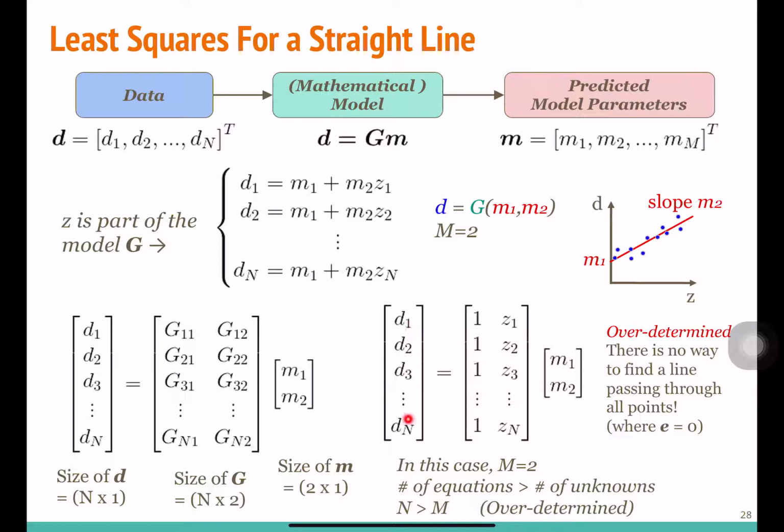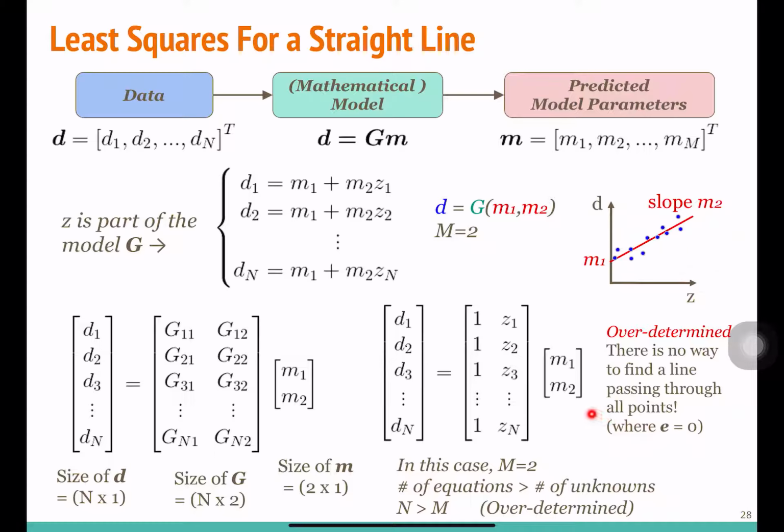So d is the value on the y-axis, and then 1 multiplied by m1, which is the intercept. The coefficient is 1, okay. We have the expression in here. And then c1, c2, all these values are multiplying the slope in here, okay. They are the values of the x-axis, which is time in here.